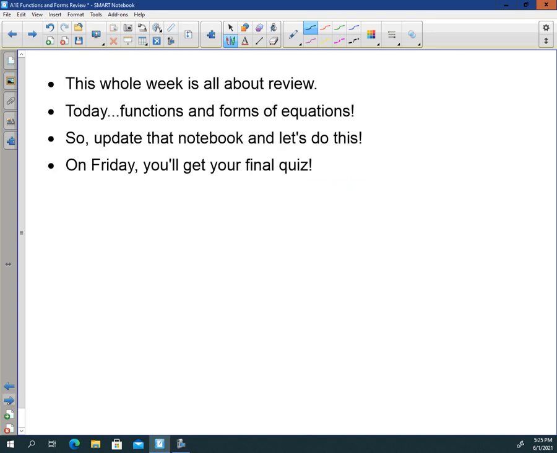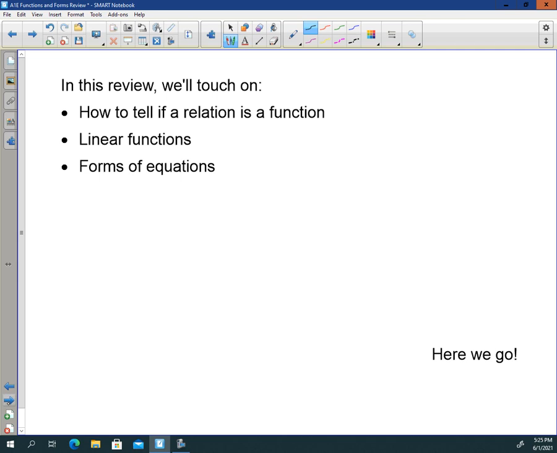So we're going to be talking about functions and forms today. This week is all about review. Today, functions and forms of equations. So if you're ready to update that notebook, it's time to do this. On Friday, you're going to be getting your final quiz, and then that's it from Miss Wade for the rest of the school year. Oh my goodness. So we are going to be touching on a few things. First of all, how to tell if a relation is a function, and then how to tell and identify linear functions, and then some forms of equations.